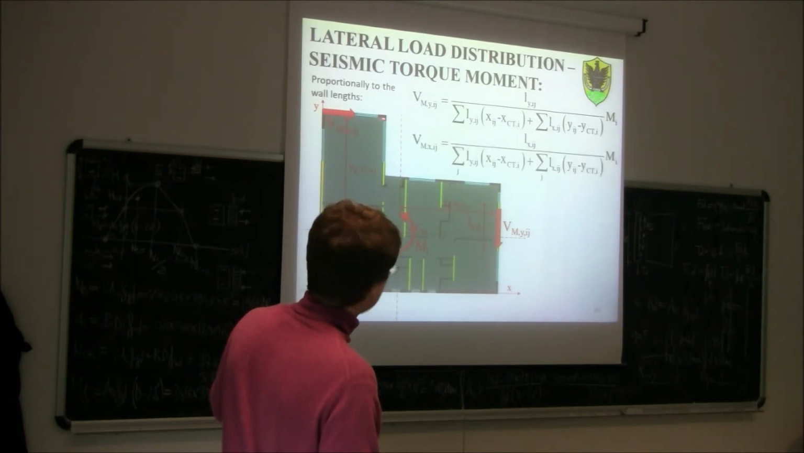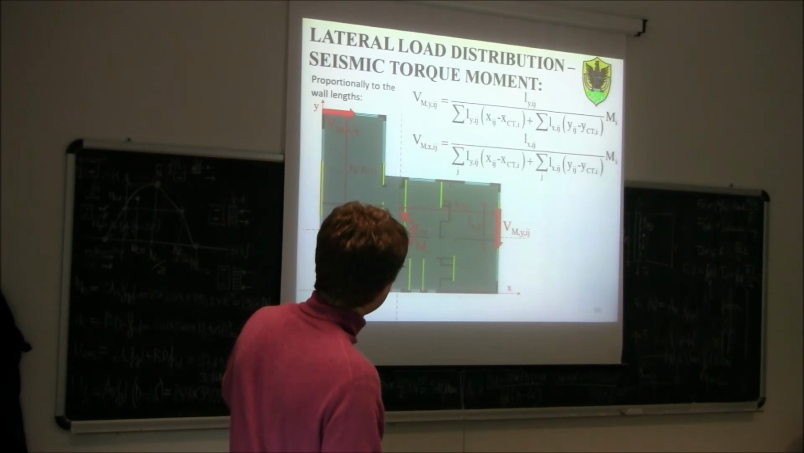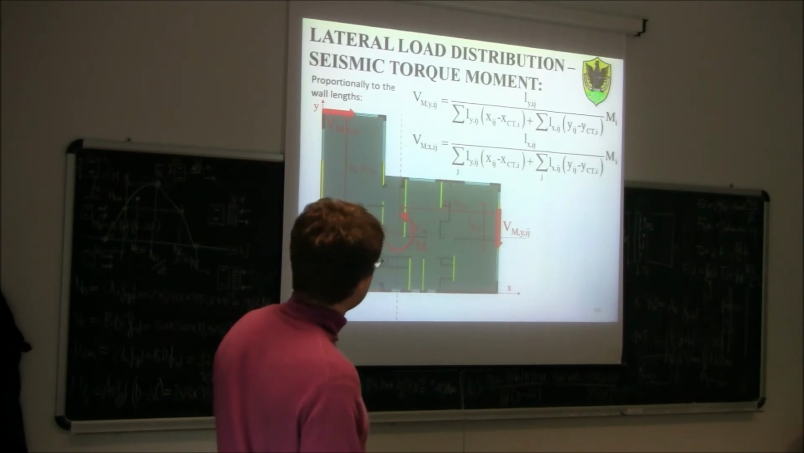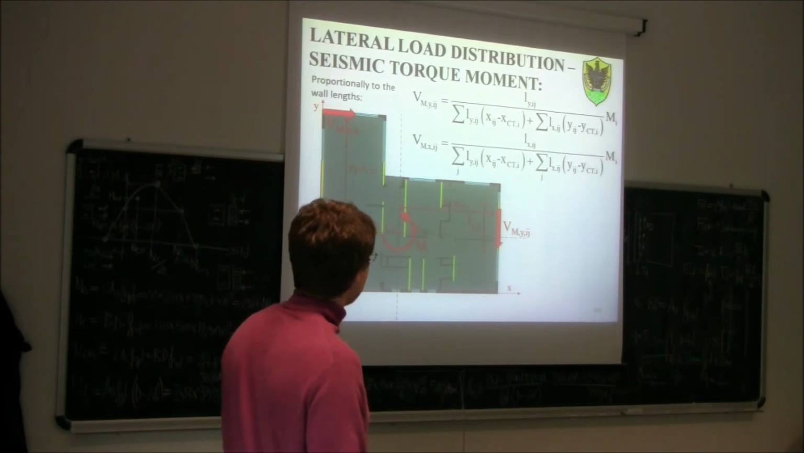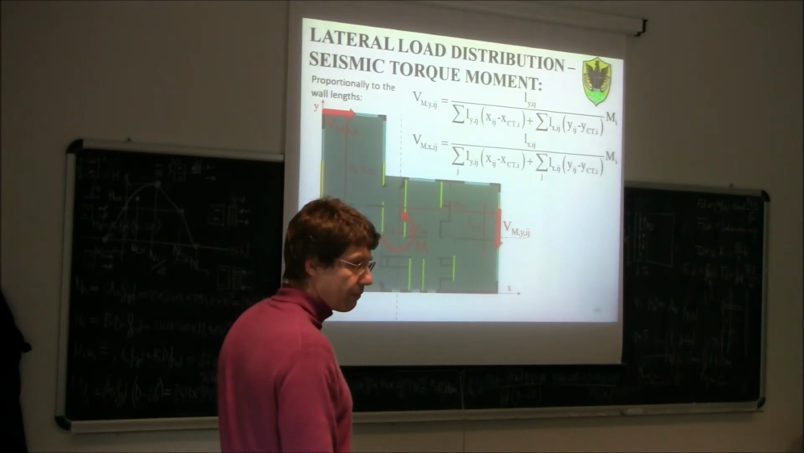Then, of course, in the other wall, I will have the length of the wall, this time is Lxij, divided by this denominator, which is the same as before, multiplied by Mi. Okay?